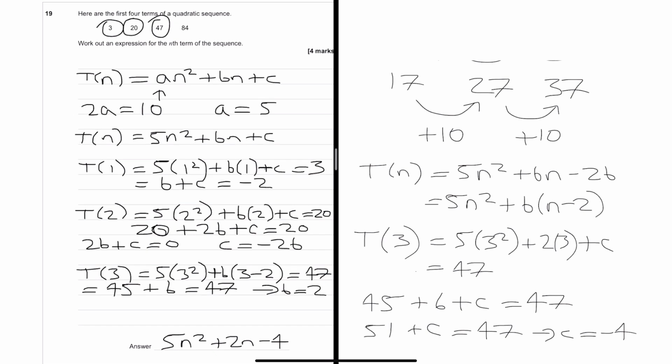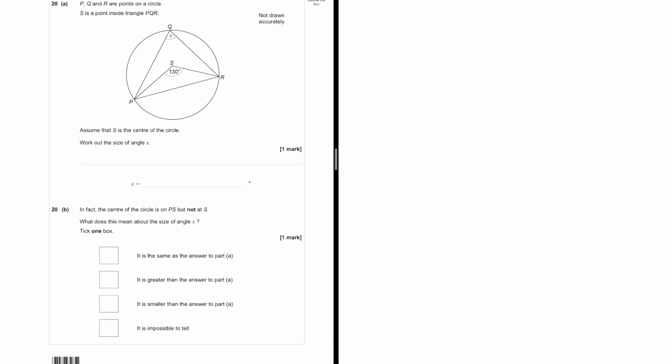And if we do the same thing with 2, 5 times 2 squared is 20, plus 2 times 2 is 24, minus 4 is 20. And for 3, 5 times 3 squared is going to be 45, plus 2 times 3, which is 6, which is 51, minus 4 is 47. So you can see for the first 3 it works. You can obviously go and check the last one as well. It will work. So moving on to question 20.